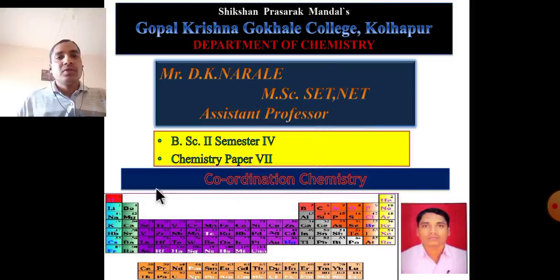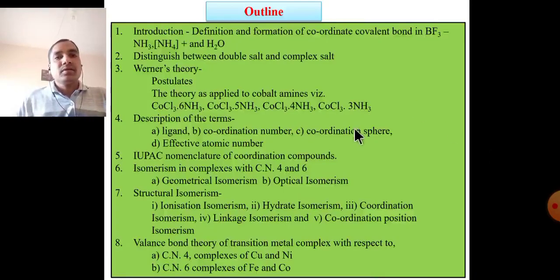Today we are going to discuss coordination chemistry, paper 7. In the last video we completed the introduction, the distinction between double salt and complex salt, Werner's theory and its examples, applications, and description of terms. In this lecture, we will complete the IUPAC nomenclature of coordination compounds.